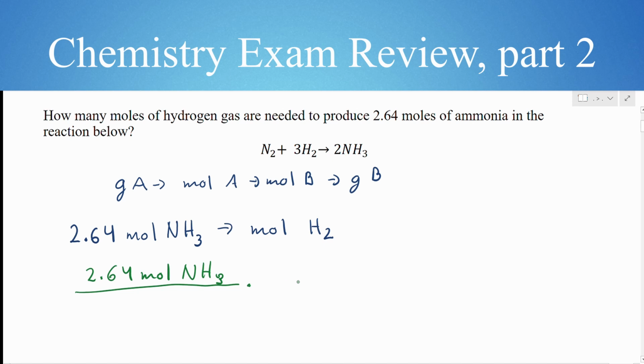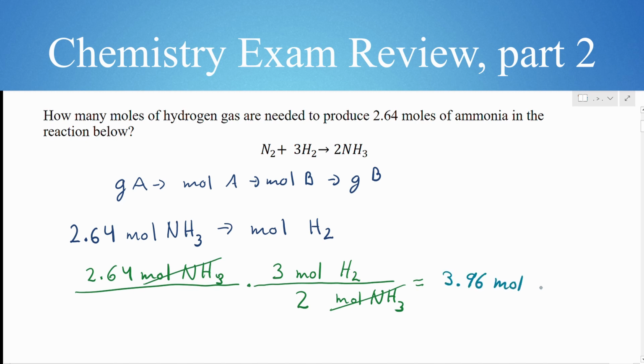Alright, and so to cancel out moles of ammonia, I'm going to put that unit on the bottom. And we know that according to our balanced equation, we have 2 moles of ammonia for every 3 moles of hydrogen gas. Because moles of ammonia are on the top and bottom, I can cancel out this unit, leaving me with moles of hydrogen gas. So now that I have the unit that I want, I can just multiply straight across. This is going to be giving 3.96 moles of hydrogen gas. Okay, so this is the number of moles that we need to produce the 2.64 moles of ammonia.